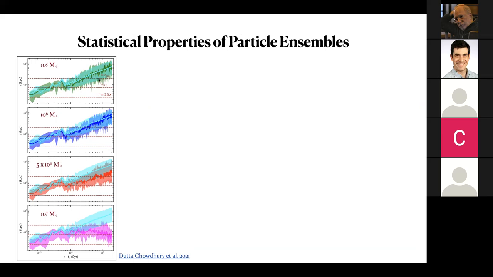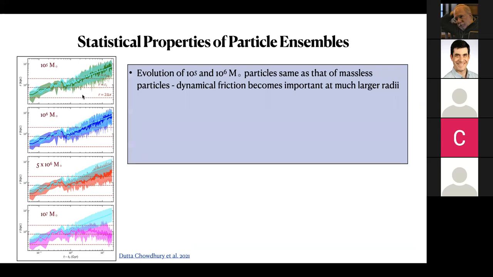So now if we go from top to bottom, what we see is that the motion of 10 to the power 5 and 10 to the power 6 solar mass particles is almost identical, or exactly the same, as massless particles. Basically, this means that dynamical friction for these masses becomes important at much later radii, and we just don't reach those distances in 20 gigayears. For the simulation time that we examine, dynamical friction is insignificant on these masses.